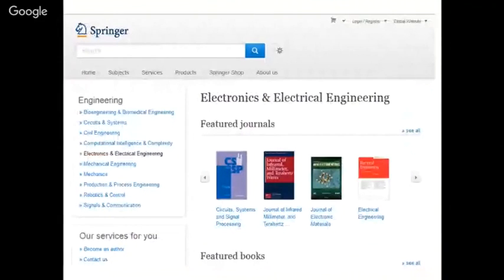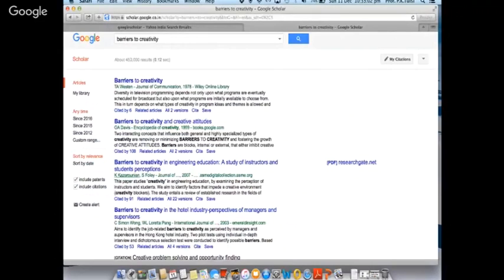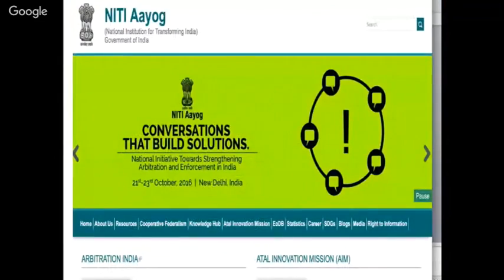Springer is another one where you get a lot of information on various branches, starting with bioengineering, then going to signals and communication and so on. And this is what we all refer to Google Scholar. And you have access to number of studies.